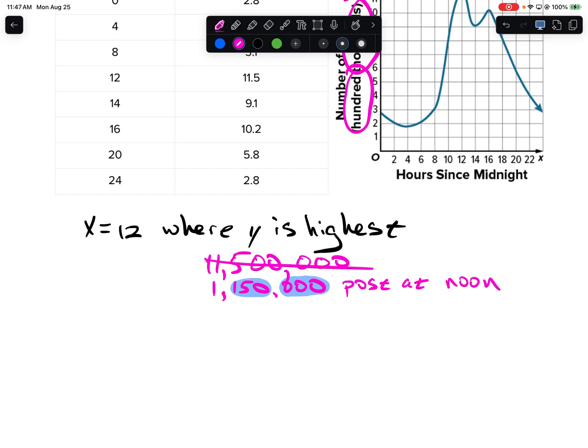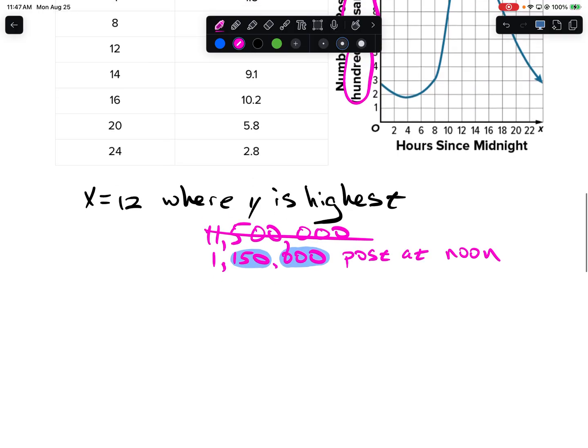Do you ever get confused whether 12 a.m. is midnight or 12 p.m. is midnight? 12 a.m. is midnight, 12 p.m. is noon. It can be confusing, right? So you could just say noon, and then you know you got it right for sure.